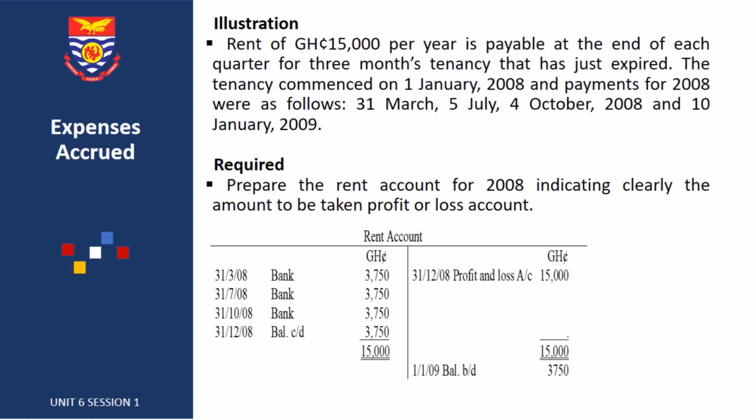And this amount which is outstanding will again be introduced in the statement of financial position as a current liability, because at the end of the year, this amount was outstanding yet to be paid. So the total amount that is to be credited to the profit or loss account is 15,000, since the amount of the tenancy payable for the year 2008 is 15,000.